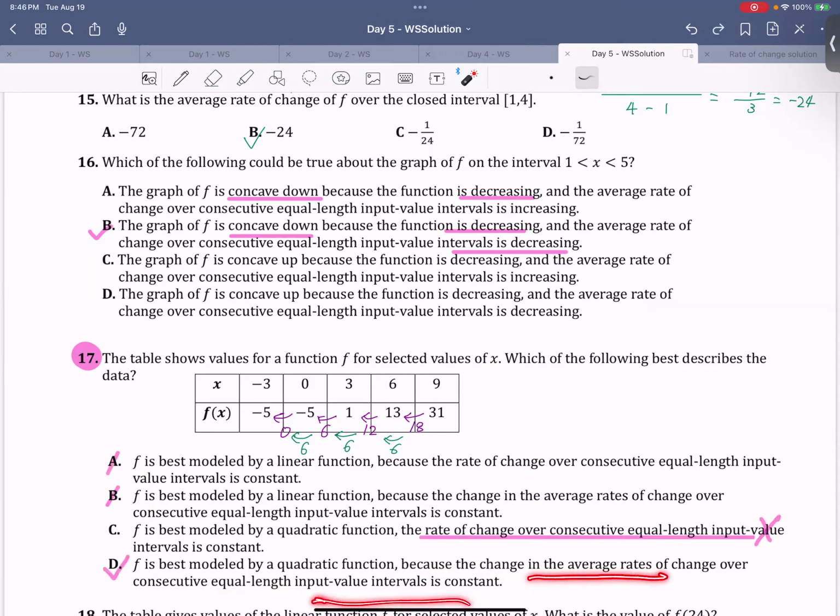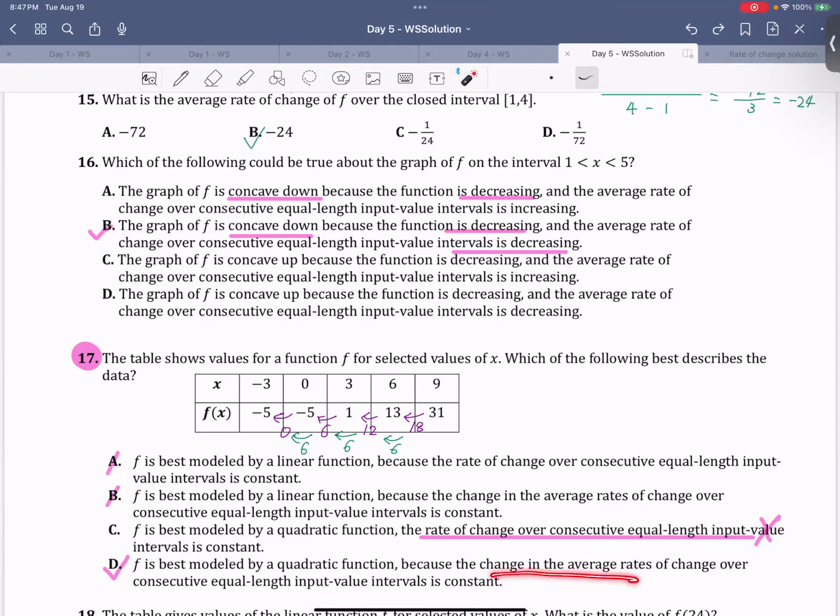So let's read here, okay? And you're right. Let's see A. Why is A wrong? Because this is not linear, impossible. And then why is C wrong? This is a quadratic. The rate of change is constant? No, the rate of change is not constant. The change of the rate of change is a constant. The change of the rate of change is constant.